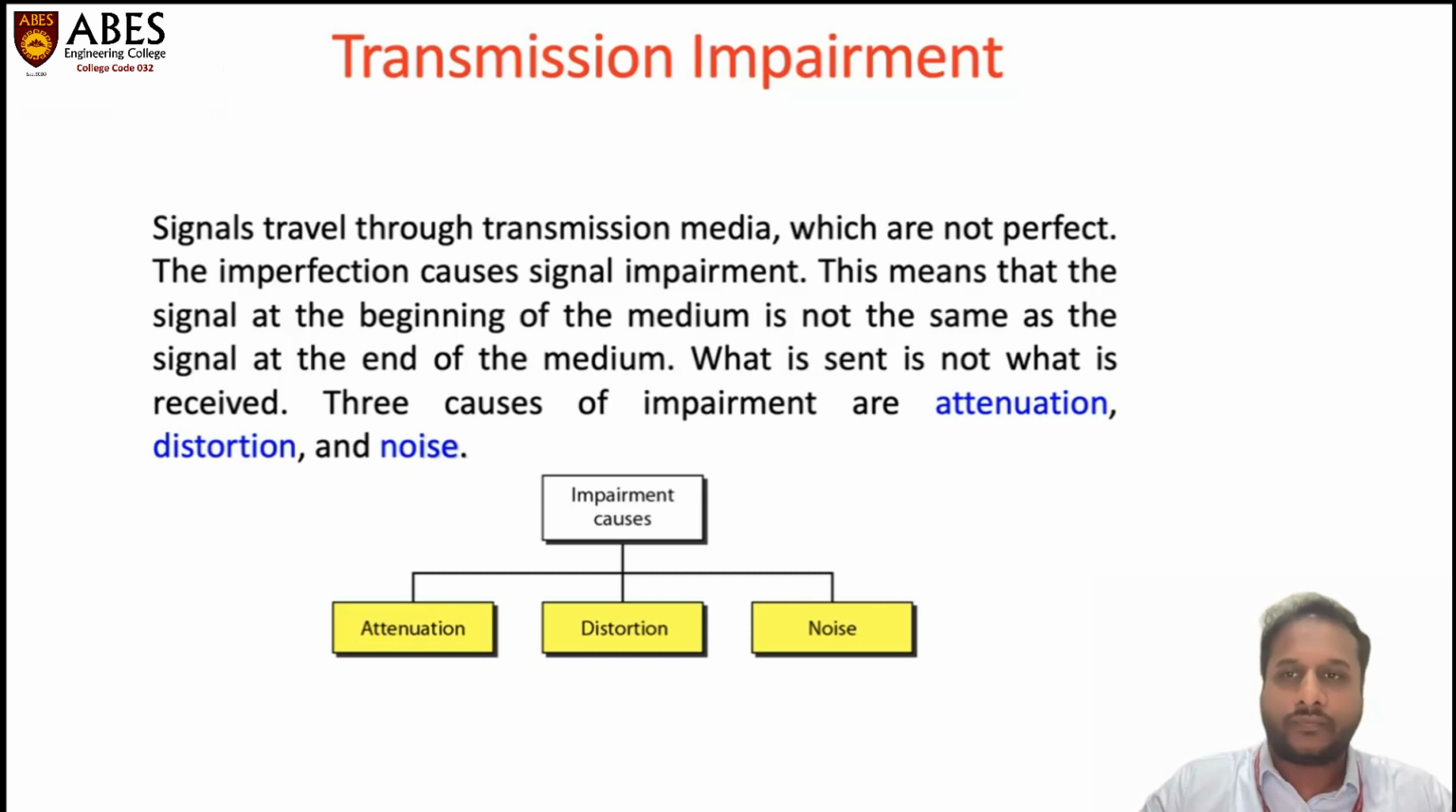We can say that the signal at the beginning of the medium is not the same as at the receiver end. There are many causes of that. There are mainly three causes of transmission impairment, which are attenuation, distortion, and noise. First of all, we will study attenuation.